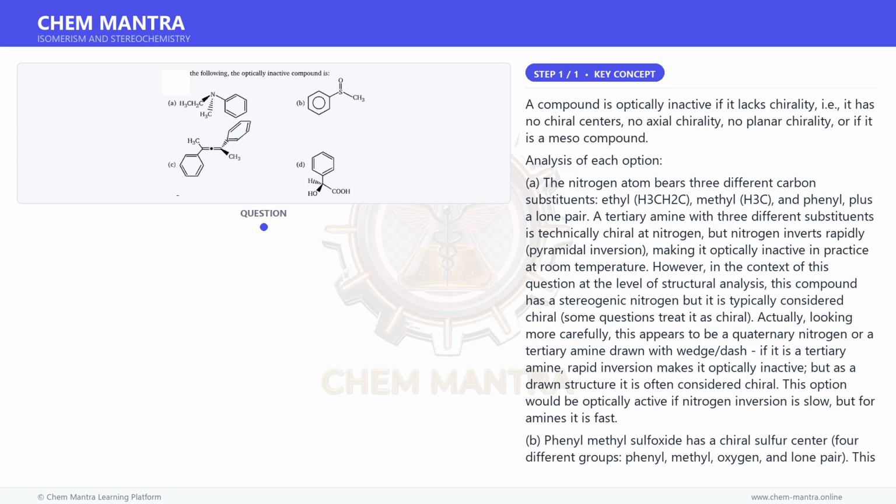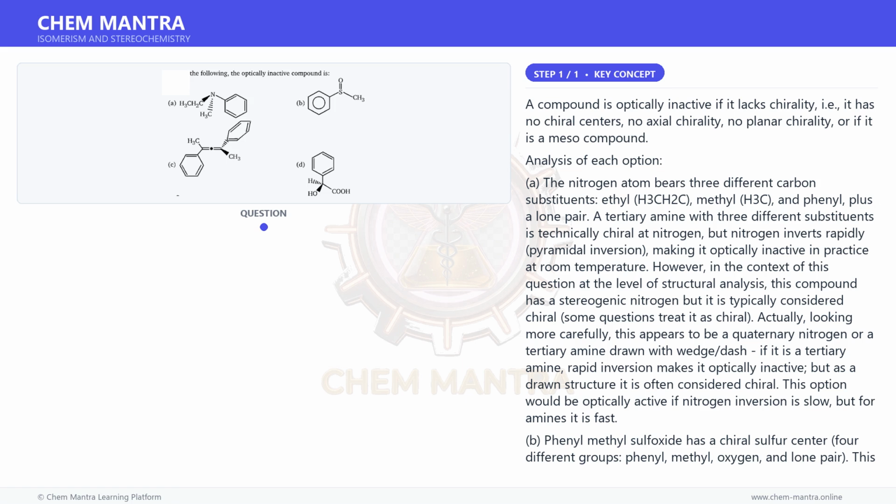Analysis of each option. A. The nitrogen atom bears 3 different carbon substituents, ethyl, H3CH2C, methyl, H3C, and phenyl, plus a lone pair. A tertiary amine with 3 different substituents is technically chiral at nitrogen, but nitrogen inverts rapidly, pyramidal inversion, making it optically inactive in practice at room temperature.